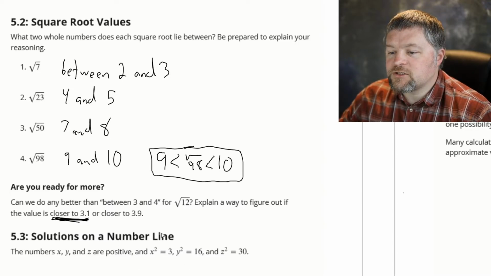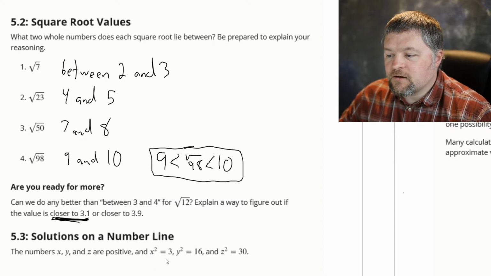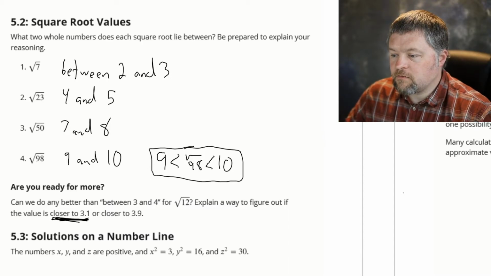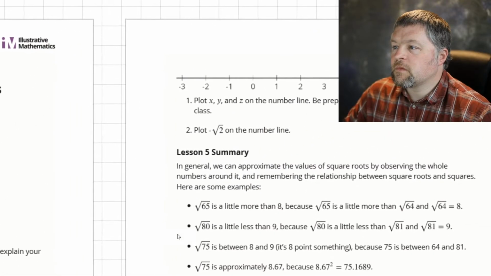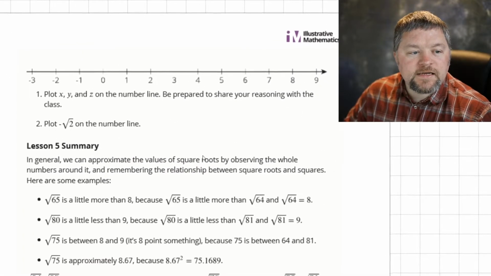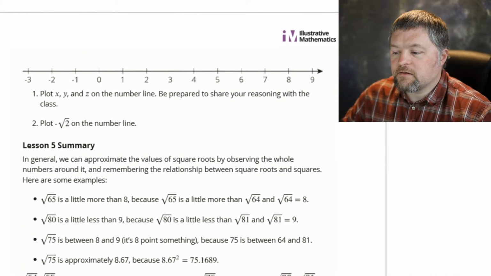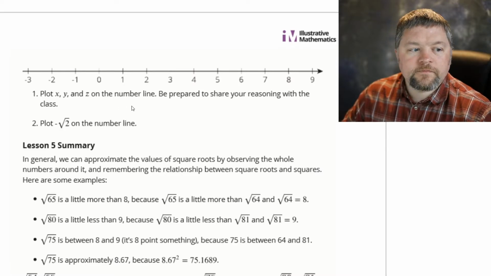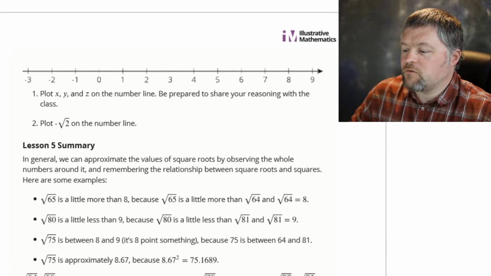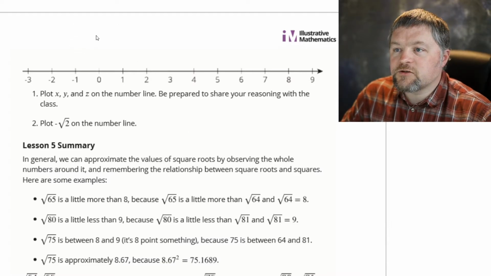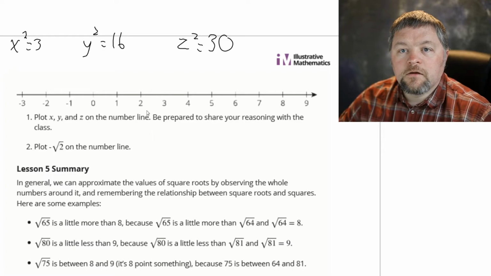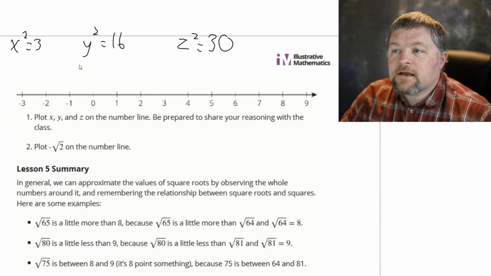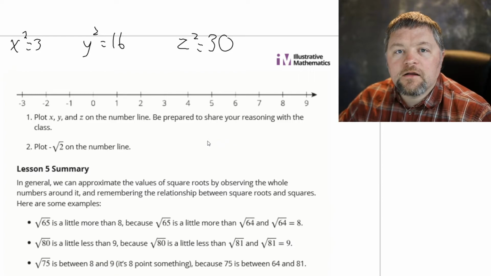Okay, our next question. The numbers x, y, and z are positive, and x squared equals 3, y squared equals 16, and z squared equals 30. Plot x, y, and z on the number line. I'm going to quickly write down those numbers over here so we can see them. Okay, we want to plot x, y, and z on our number line.